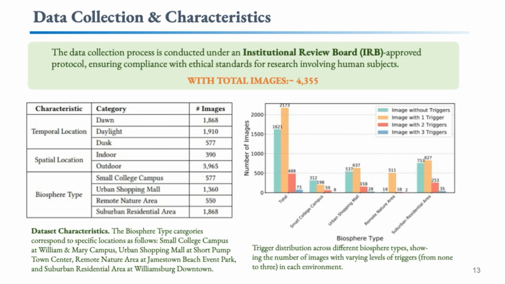So here are the characteristics of our dataset. We collected data from 4 different biosphere types, including our William & Mary campus, urban shopping malls, nature areas, and residential neighborhoods. And we captured images across different times of the day, including different lighting conditions, to enable real-world applicability. Also, each image may contain different numbers of triggers, or multiple triggers at once. This is also to ensure that our dataset represents real-world conditions realistically.